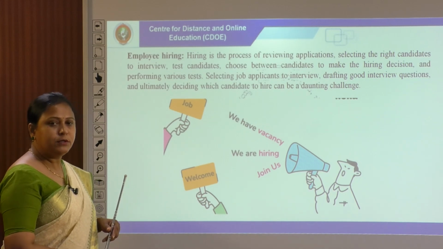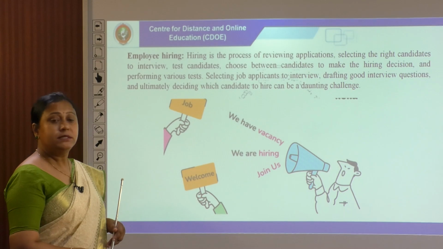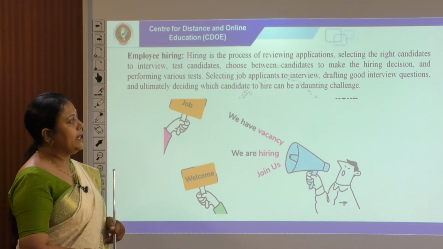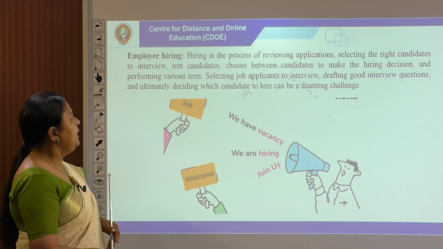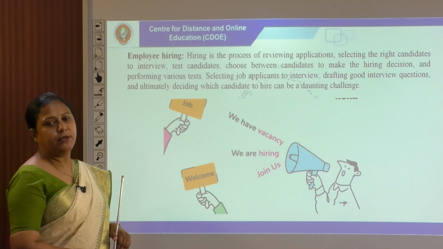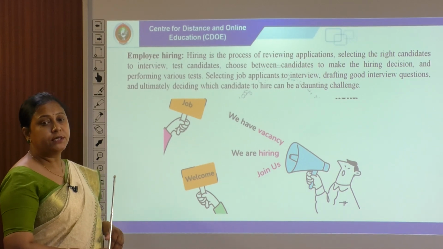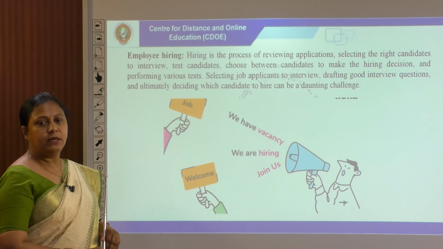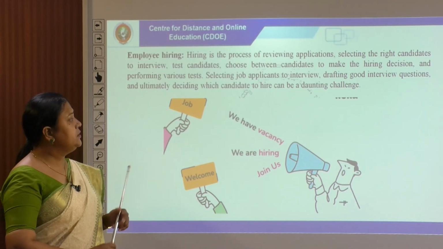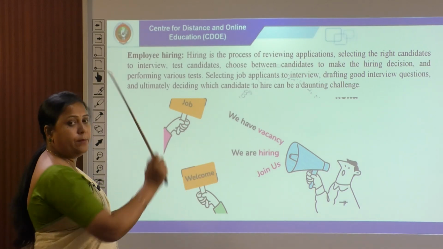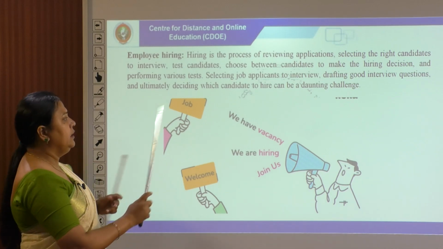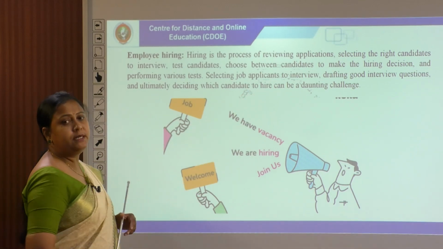So, hiring is the process of reviewing applications, selecting the right candidates for the interview, testing candidates, choosing between candidates to make the hiring decision, and performing various tests. Okay. So, selecting job applicants for the interview, drafting good interview questions, and ultimately deciding which candidate to hire can be a daunting challenge. See, this entire thing is about employee hiring, recruitment and selection. Everything is around this recruitment and selection.